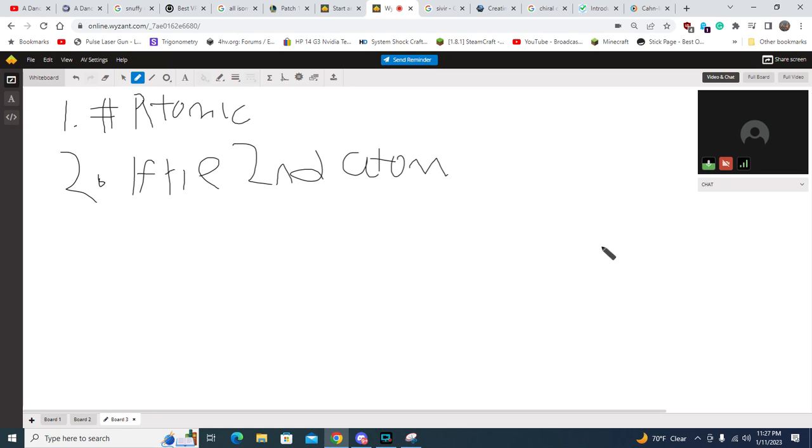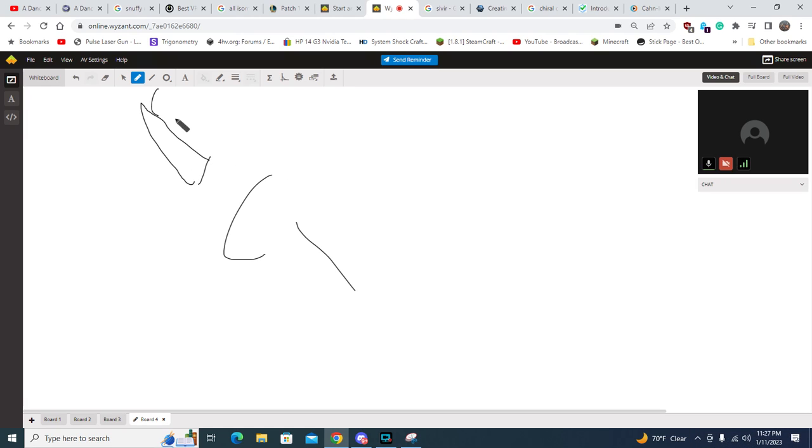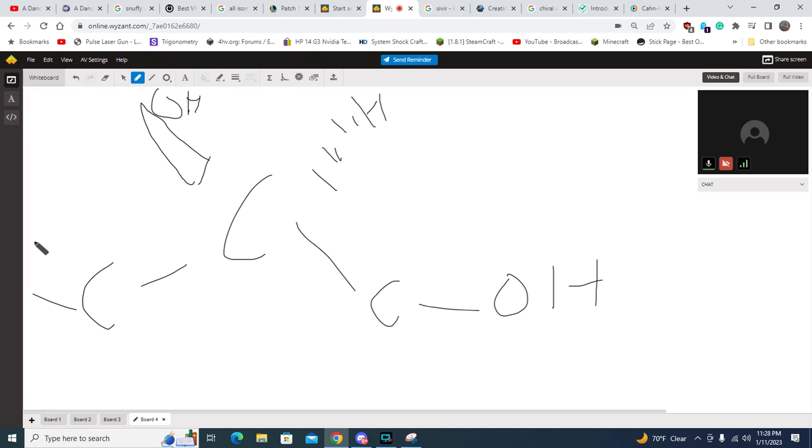I'm not right-handed, so it's even harder for me to write with the mouse. But what that means is, okay, let's go back to board 2. Actually, let me open up a new board. Board 4. If we have carbon, this is the wedge, OH, dotted line, hydrogen. And then this is another carbon. These are both carbons. But this one is carbon bonded to OH. This one is carbon bonded to 3 H's.